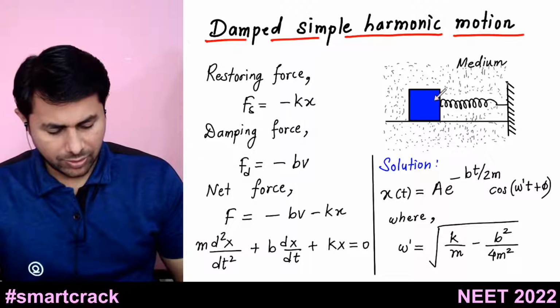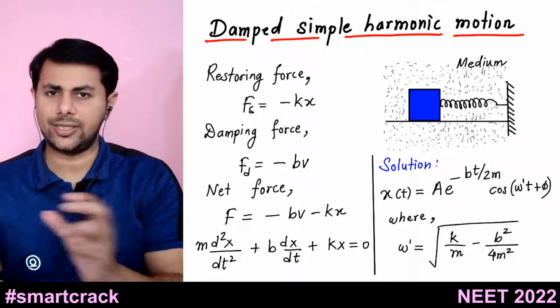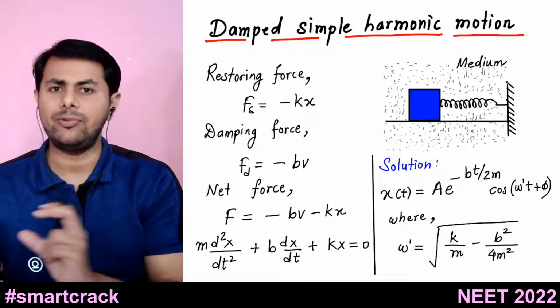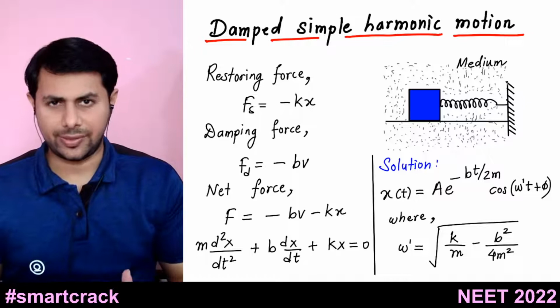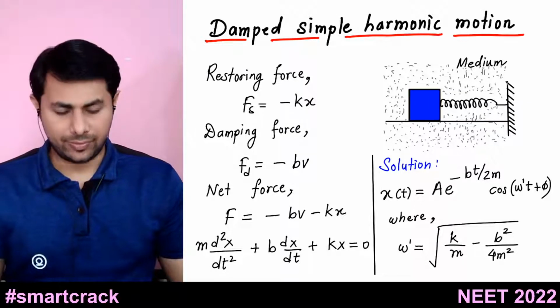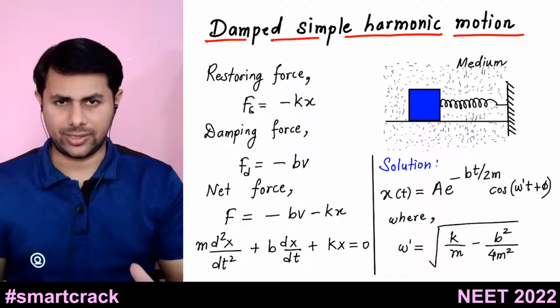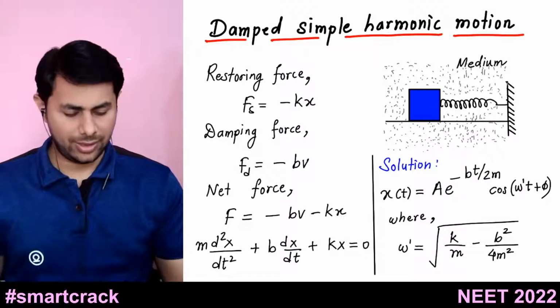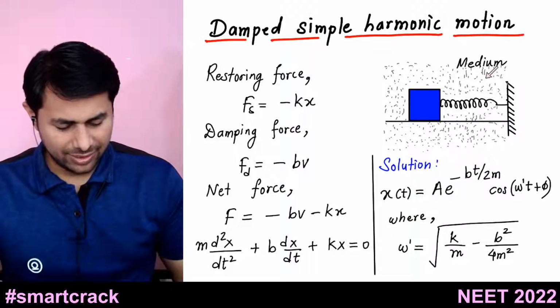So if you have this block connected to a spring, you will stretch it, release it. What will happen? It will perform oscillation. But now there is some addition. Okay. So in the earlier case, we neglected the medium. Now we are considering that there is some medium which is present. Okay. So if there is nothing, air will be there, right? So there is some medium.